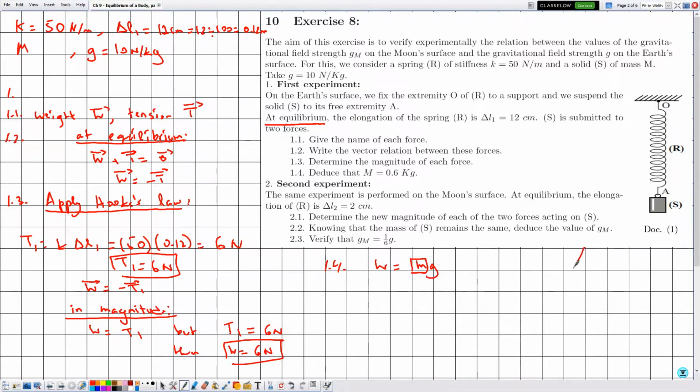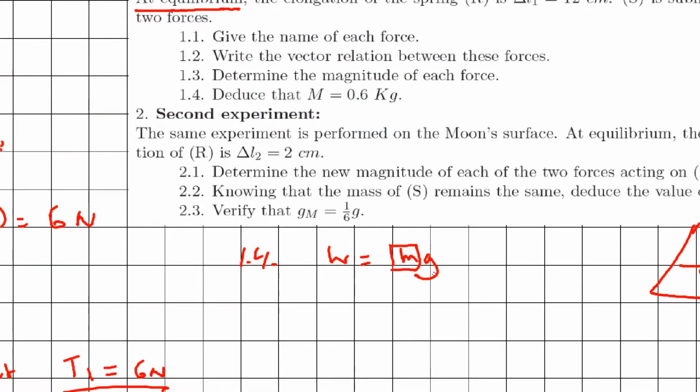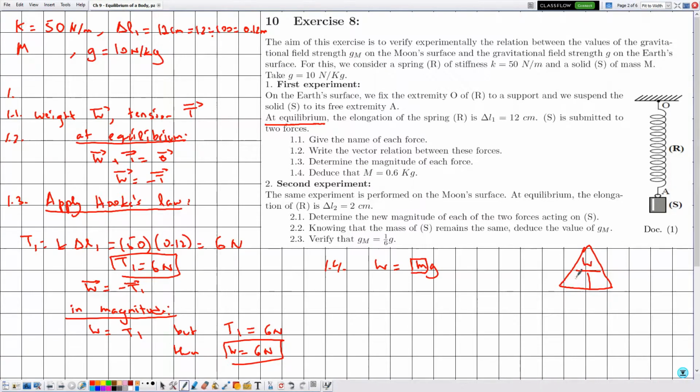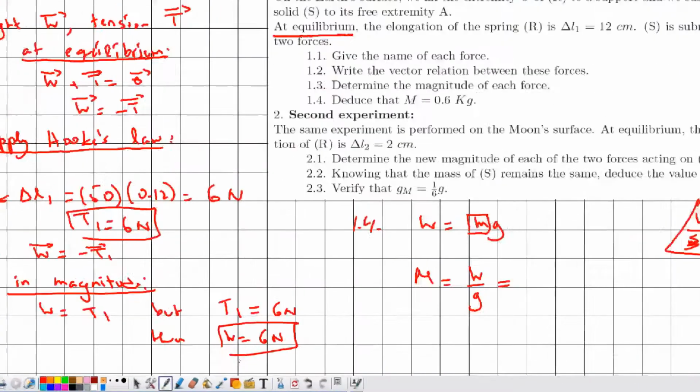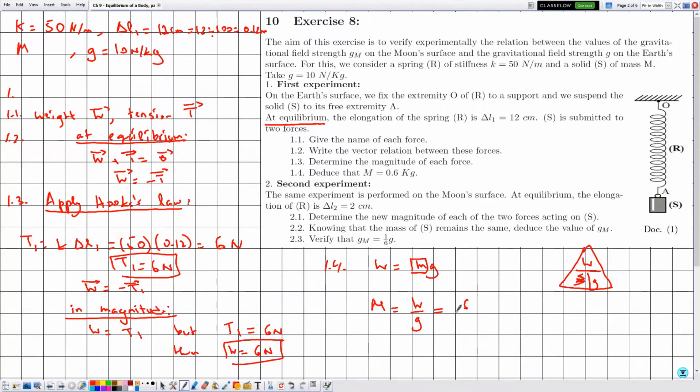Then constructing the triangle here, because we have multiplied, and W will be at the top, m and g at the bottom. Then m, which is denoted by capital M, is given by W over g. The value of W is given by 60, and the value of g is given by 10. Plugging this fraction on the calculator, then the value of m is given by 0.6. Everything is expressed in the SI, so the value of m will be in kilograms. So the mass of this solid is given by 0.6 kilograms.